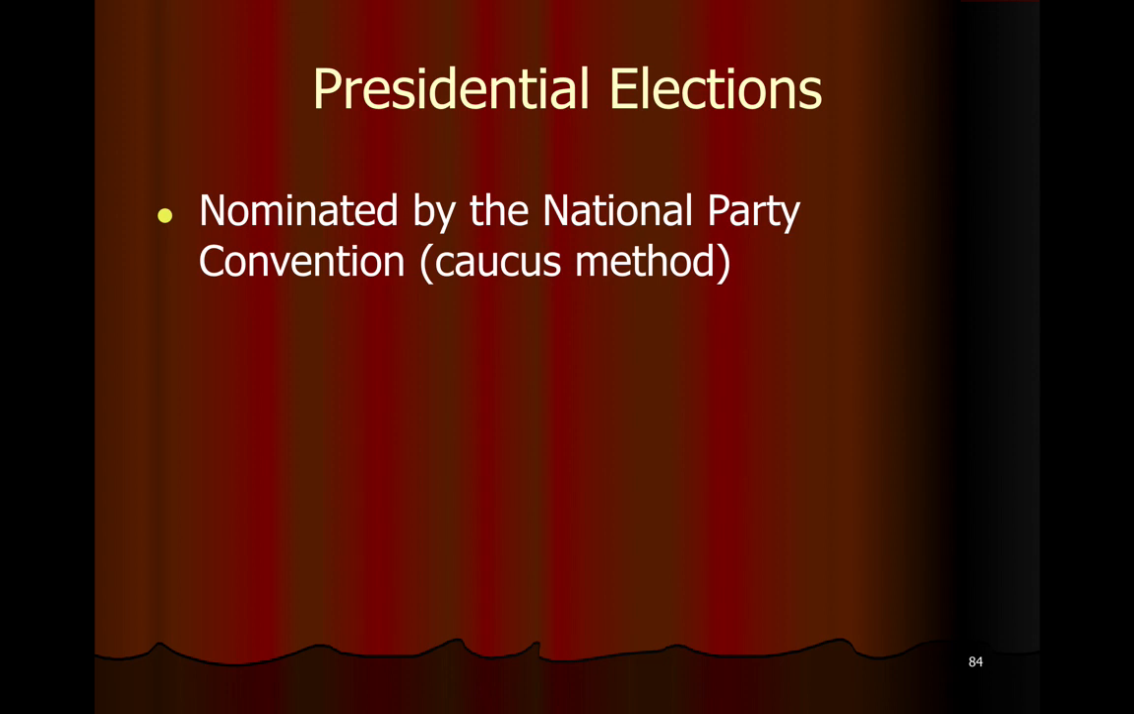This is similar to the caucus method of a primary, in which you start with local area caucus meetings and then you send representatives to the citywide meeting, then to the state meeting, and then you send representatives from each state political party to the National Party Convention. Each of the two major parties, Democrats and Republicans, hold a National Party Convention during presidential election years. It's typically in late summer or early fall, and this is where they officially nominate the person.